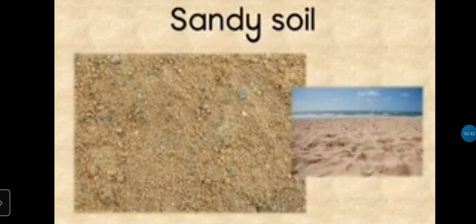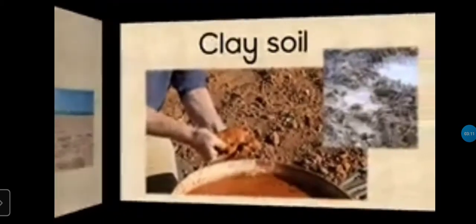If you rub some of this soil with your fingers, you feel it is hard, dry and sandy. It is easy to blow away if there is air. If you pour some water over sandy soil, it runs through the soil quickly and carries away some of the soil. Plants don't grow well in this kind of soil. What is the important thing? Plants don't grow well in this kind of soil.